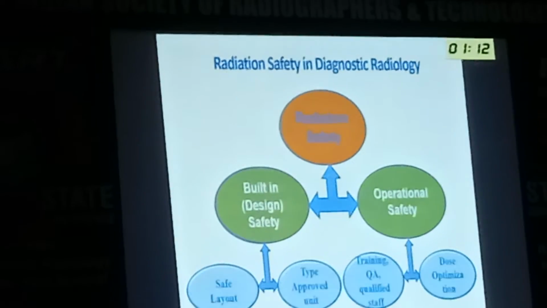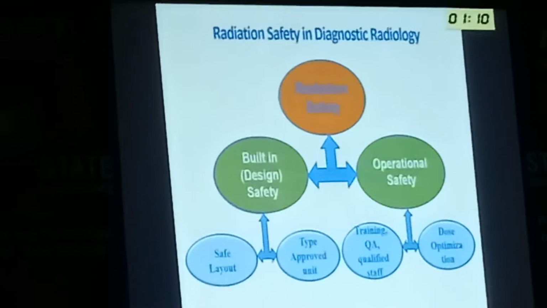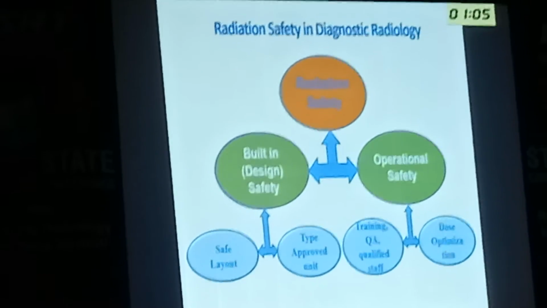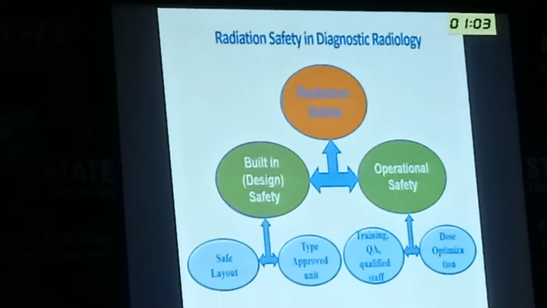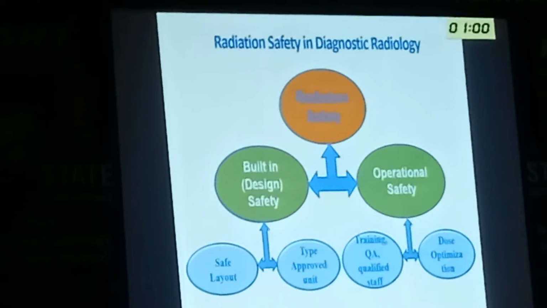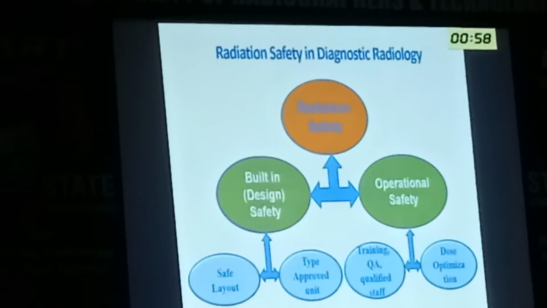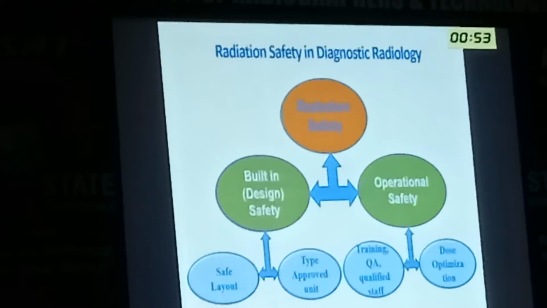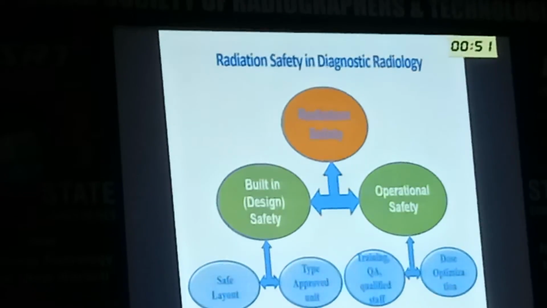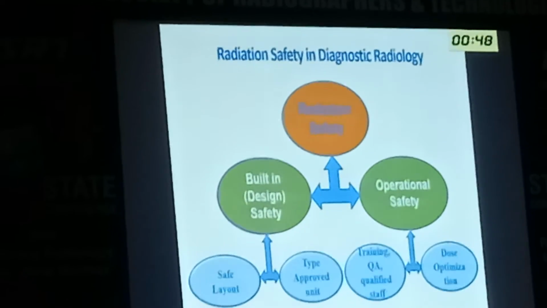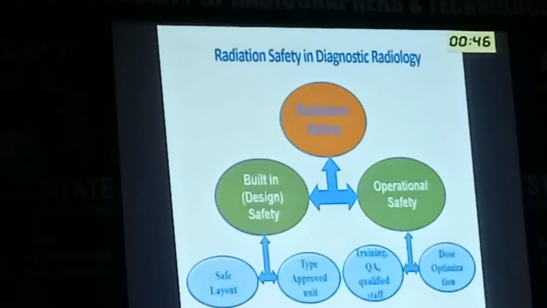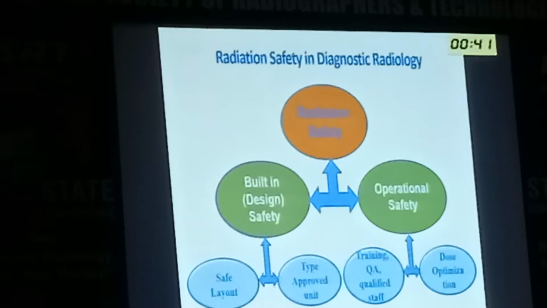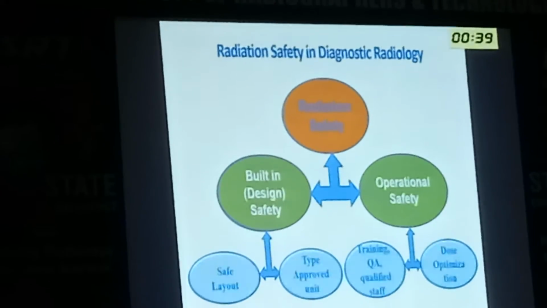So what is the radiation safety in diagnostic radiology equipment? Basically there will be built-in safety, that is, design safety as well as operational safety. So for design safety, what are the provisions? Safe layout and then type approved units. Whenever any new equipment is coming to the market, it requires type approval before marketing. So the manufacturer and supplier will also go through the same regulatory process, and this type approval test is witnessed by AERB personally.